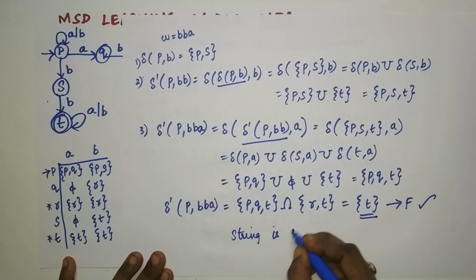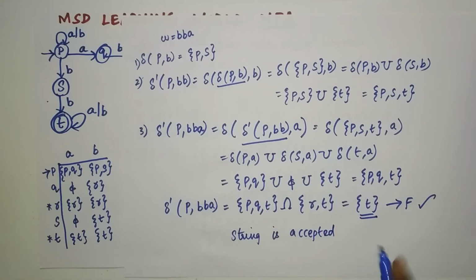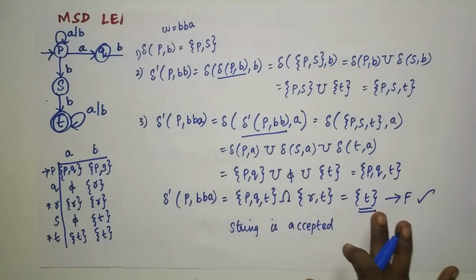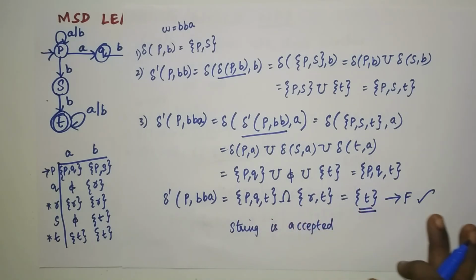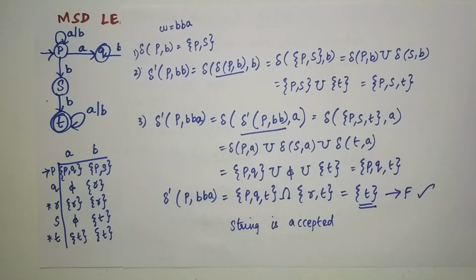I think you are able to understand how to check whether the input is accepted by the non-deterministic finite automata or not. So the final step: you must take the set of all final states from the given problem and take the intersection, and if the resultant state is present in the final states, then the given input string is accepted.